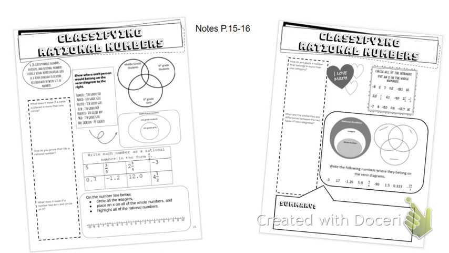All right, the next one comes from pages 15 and 16. It's over classifying rational numbers. Know your journal. Use your notes. They're going to help you.